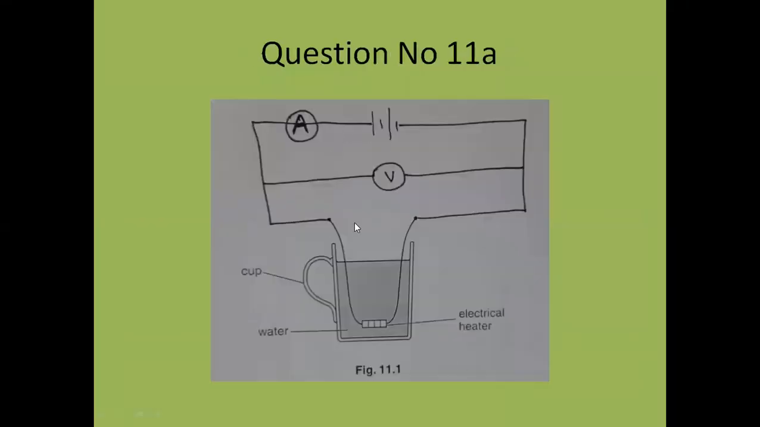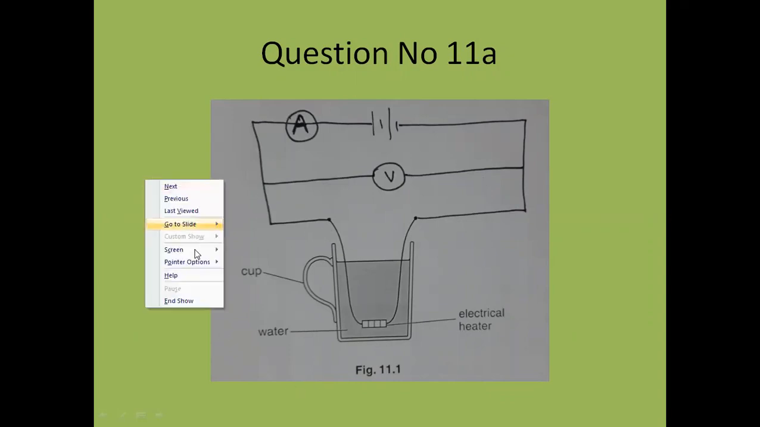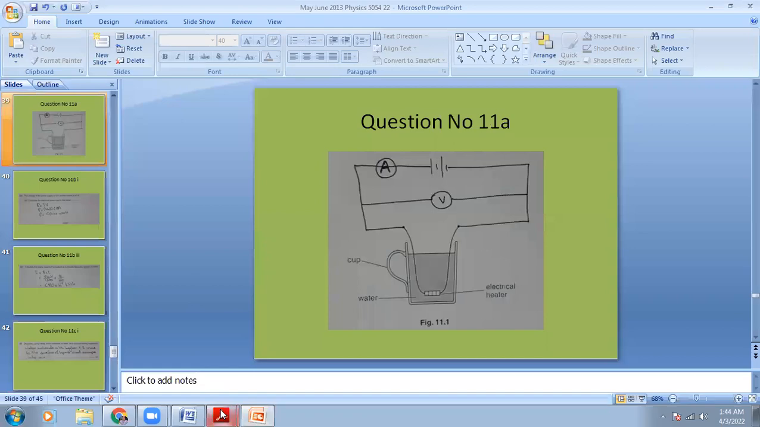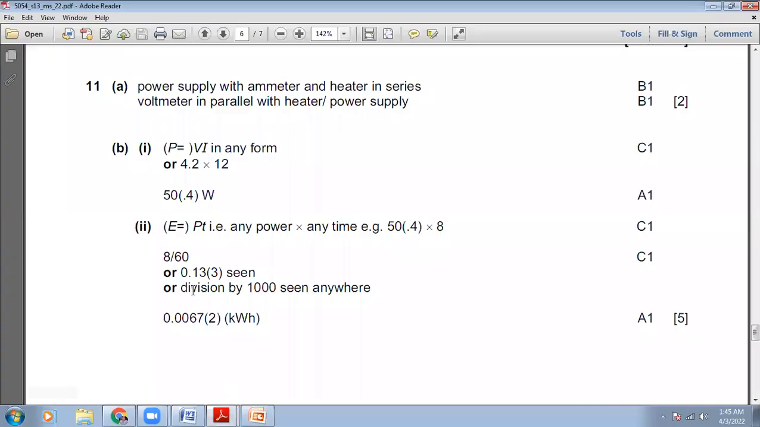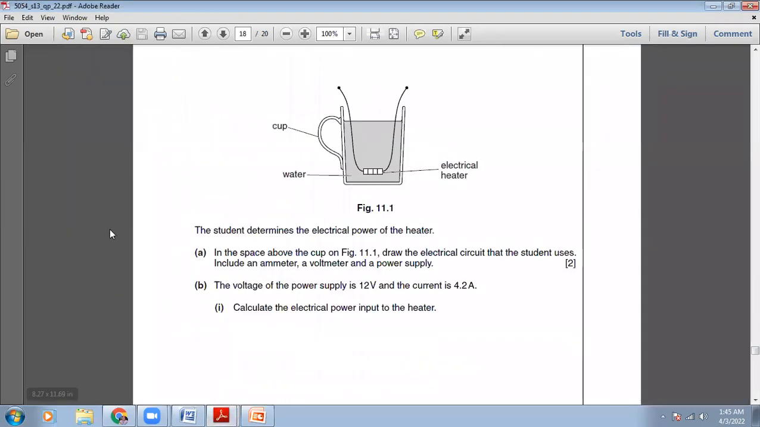So here you can see I have given the connections. I have connected a power supply. Here an ammeter has been connected. Ammeter should always be connected in series. And a voltmeter is connected, which is parallel to the heater. This voltmeter will tell you how much voltage is being used, and this will tell you how much current is being used. Power supply with the ammeter and a heater in series, voltmeter in parallel with the heater and power supply. Okay, so the next question.